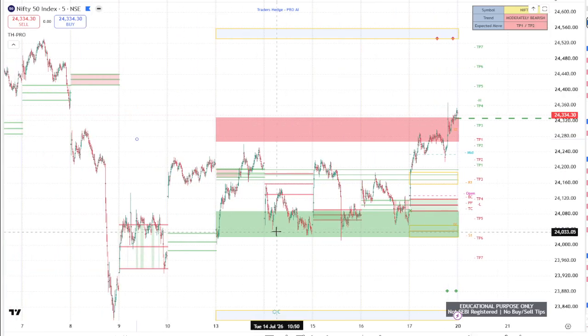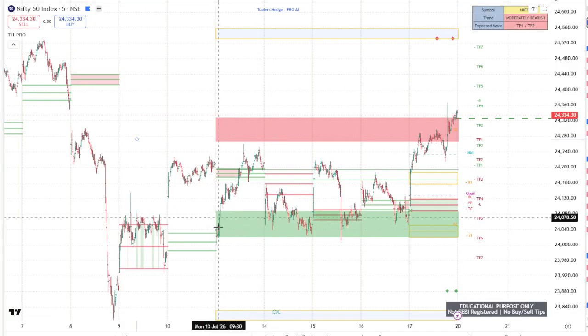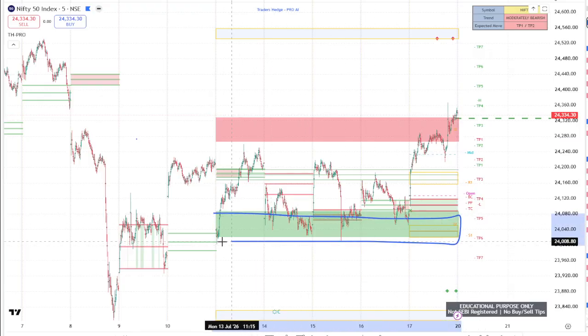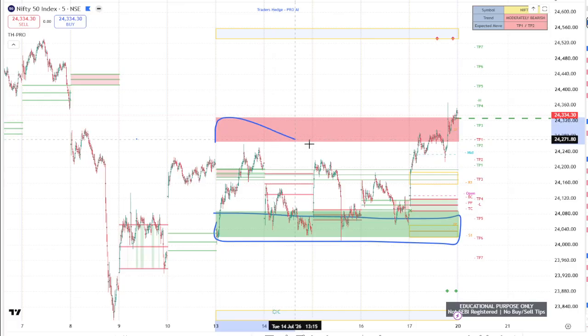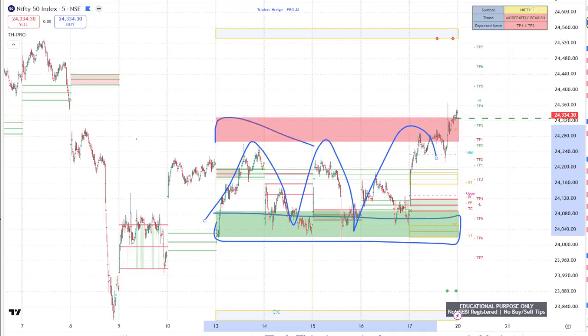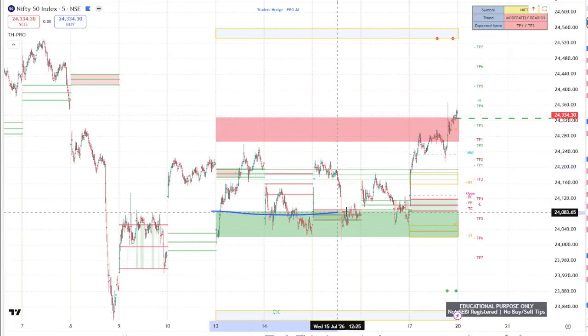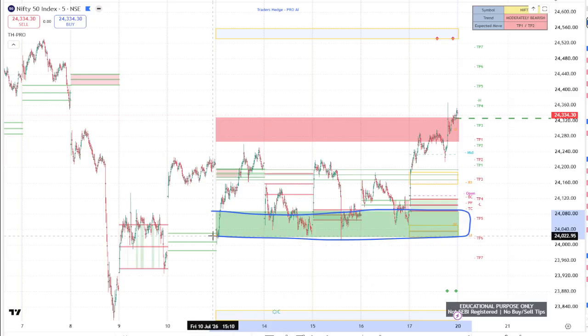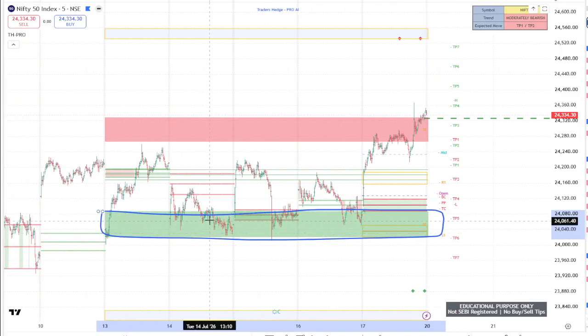And you can see beautifully, last week the whole week it came to the weekly support and then pulled back to the weekly resistance. It just did this up and down throughout the week. So whenever the market is trading in this band, you look for buying opportunities, you don't sell the market.